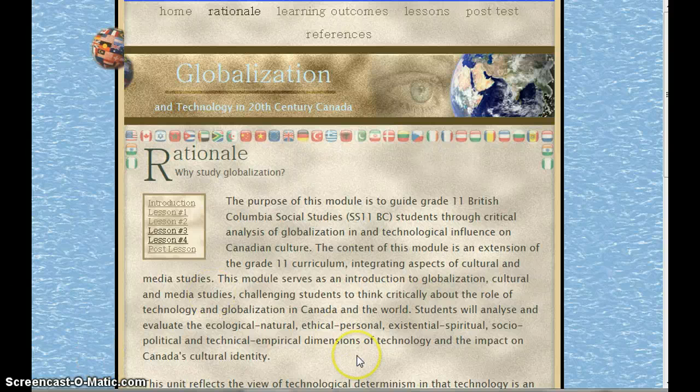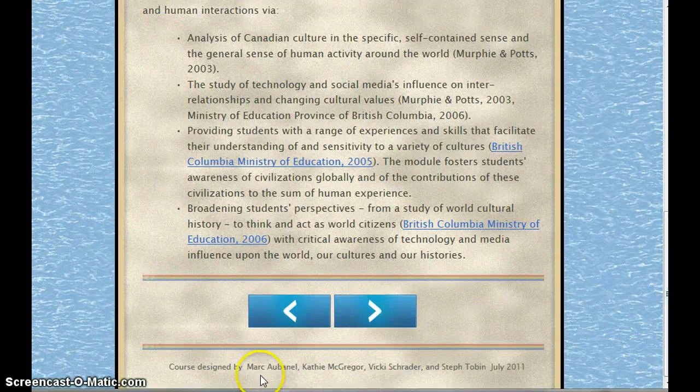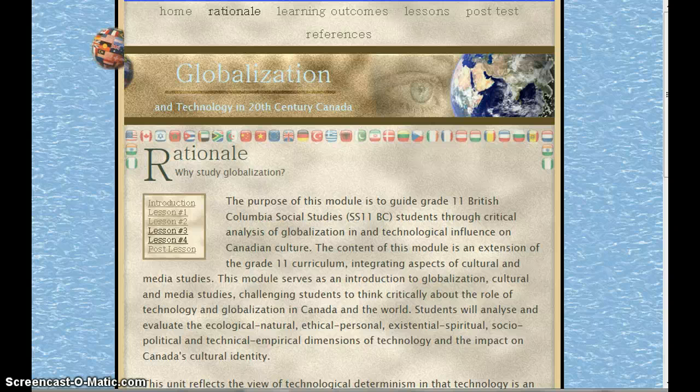This is my most recent Moodle. This is the one that was done as a collaborative project, working together with Mark Aubinell, Kathy McGregor, and Steph Tobin in eTech 531, where the matter at hand is the interactions between technology and culture and the effect that technology has had in culture, moving towards greater globalization over time. So that was our focus for this one.